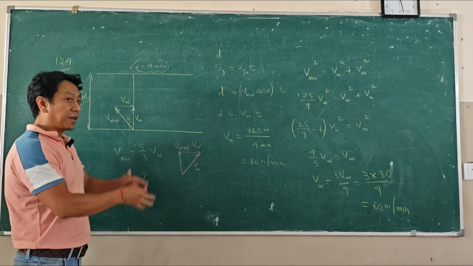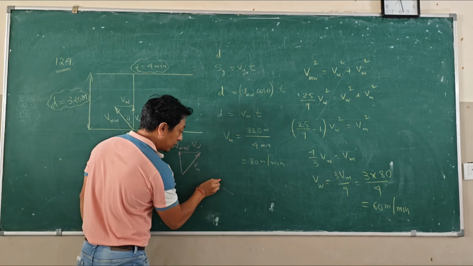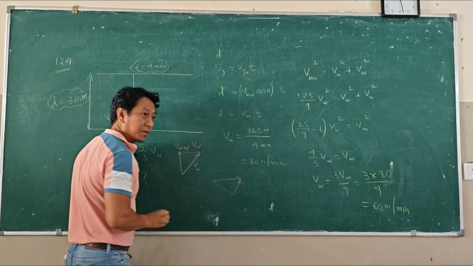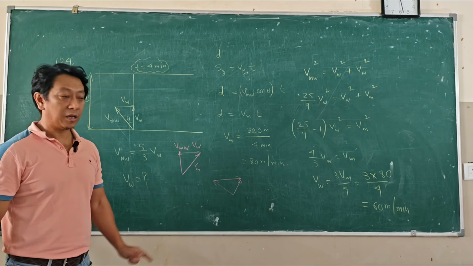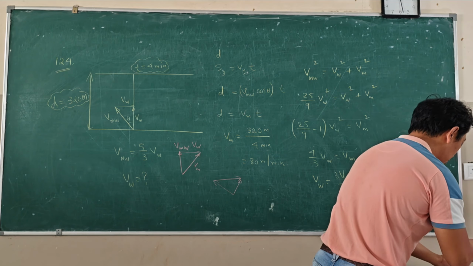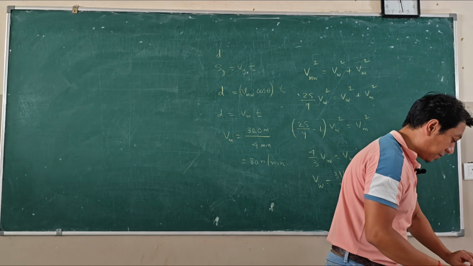Sometimes you will not get a right angle triangle only. When it is a general case where the man is going somewhere here, river velocity is somewhere here, then your velocity from ground will be here. So now there is no hypotenuse. So please understand the question and then solve it. Okay, 124 we did. 125 you see.